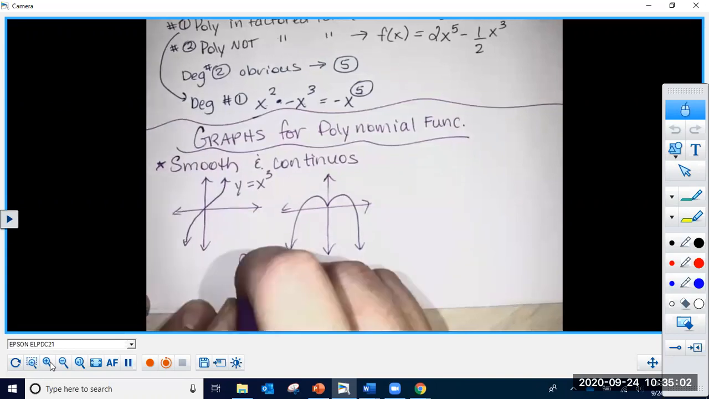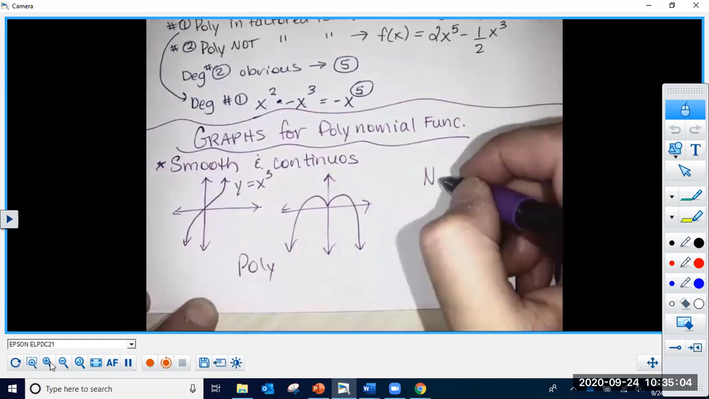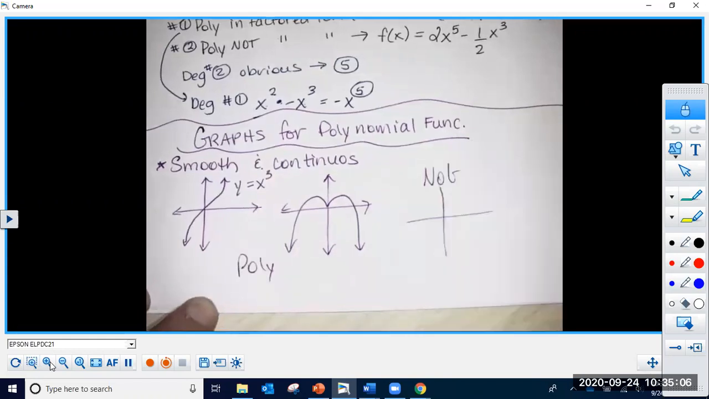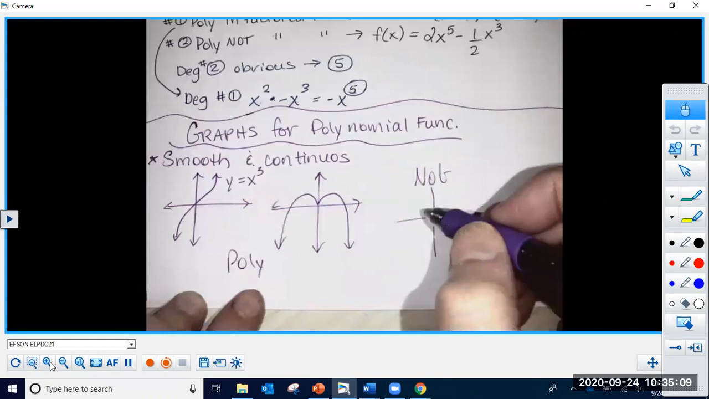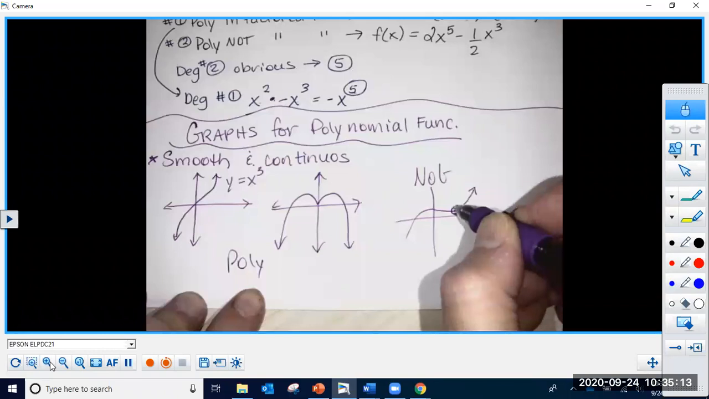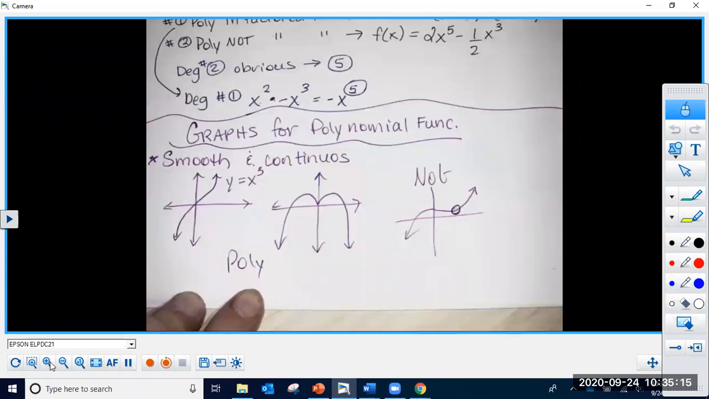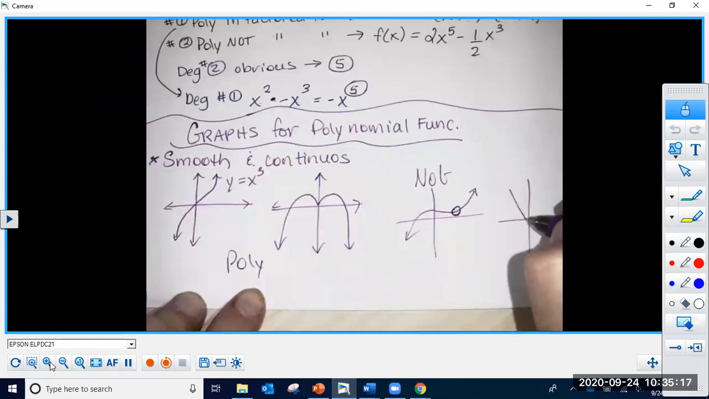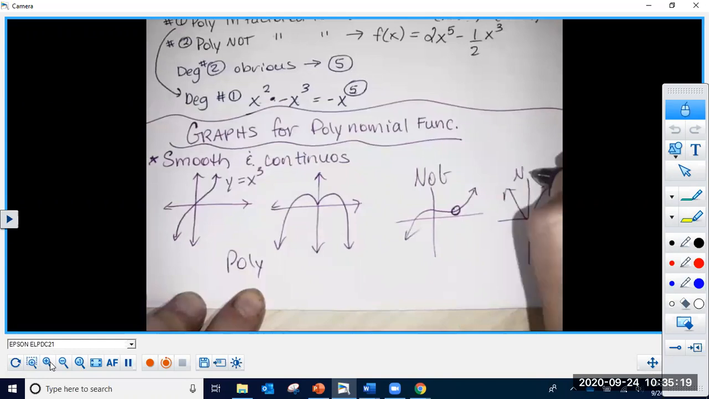So those are polynomials, and then not a polynomial would be something like if you graph a curve, but let's say it would have a hole in it. Your graph cannot have a hole, and it cannot form sharp edges.